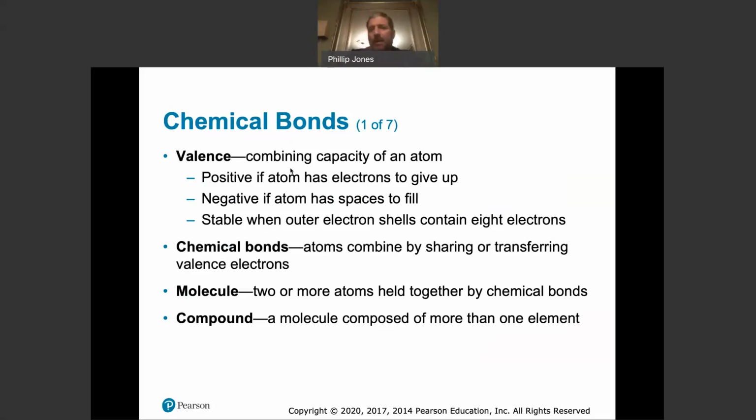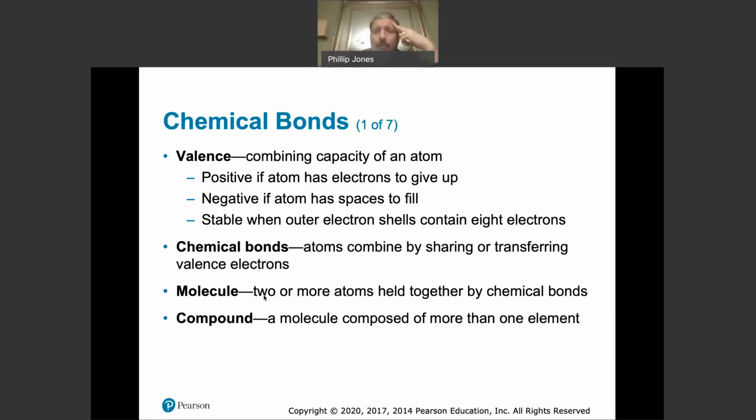So a molecule is 2 or more atoms held together by chemical bonds. And a compound is a molecule composed of more than one element. All right, so a lot of times you'll get molecule and compound mixed up. So a molecule, you can have a molecule of water, I could have a molecule of something. 2 or more atoms held together by chemical bonds. I could have a molecule of oxygen or a molecule of hydrogen, as long as they're held together by chemical bonds, 2 or more atoms held together. So if hydrogen each has 1 valence electron, if we bond the 2 of them together, H2, the outer valence electron, which happens to be the first electron shell, would have 2.